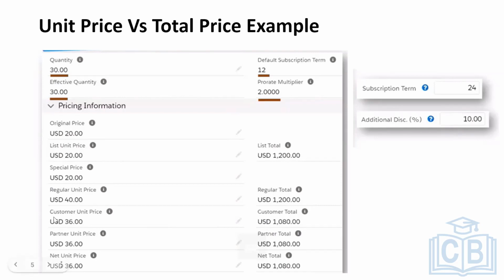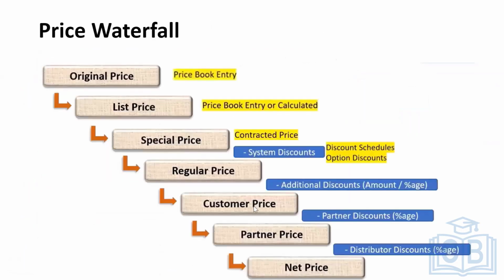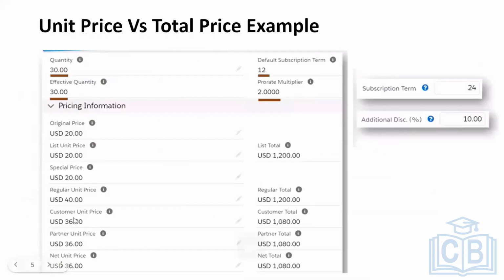Coming to the next, there's the customer unit price. The customer unit price will have the regular price minus additional discount, if any. So customer unit price will be taken from the regular price, that is 40, minus the additional discount. We have an additional discount of 10%, so that will give you 36. Now customer total will be 36 multiplied with 30.